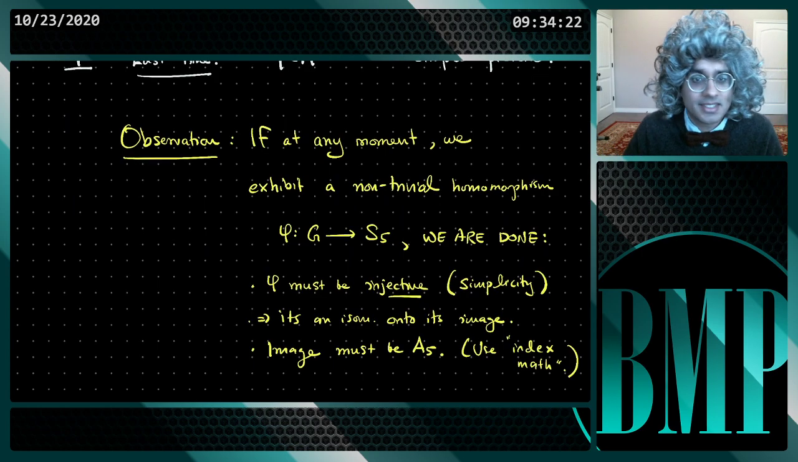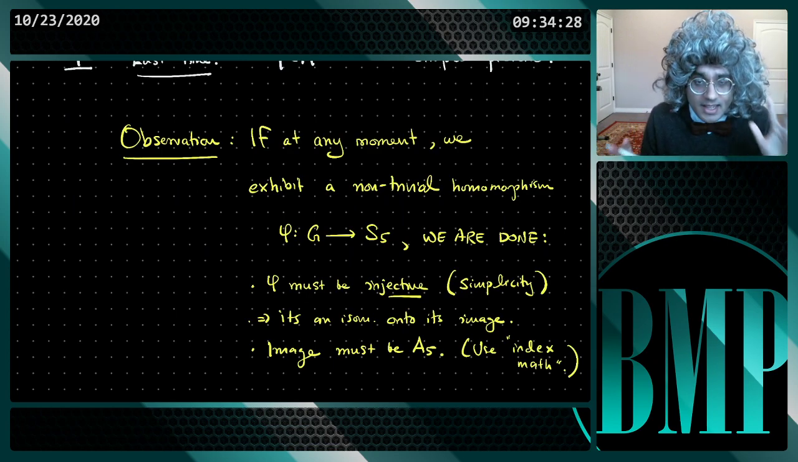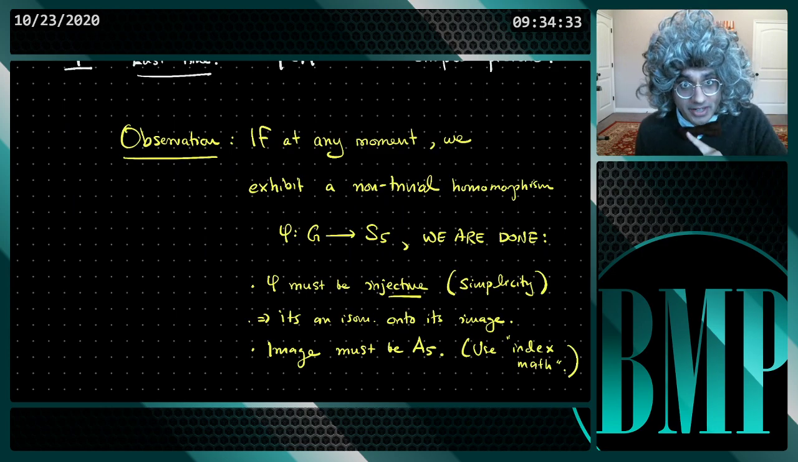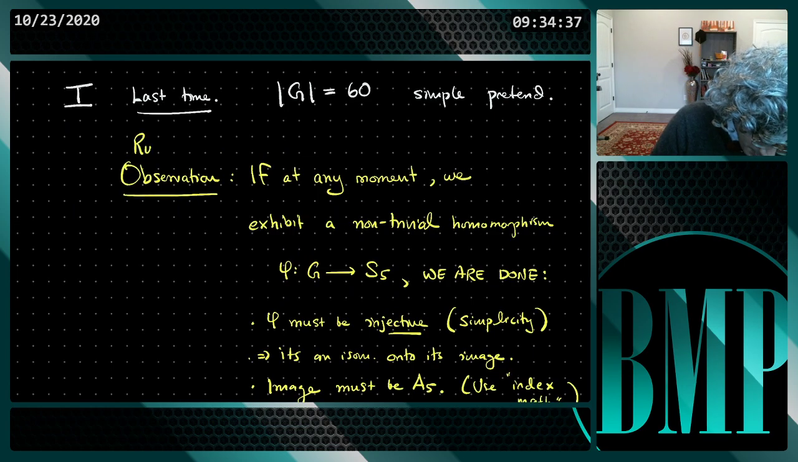Okay, so there it is. G is isomorphic to A5. If at any moment in the tree of logic you exhibit a non-trivial homomorphism to S5, you are done. So always remember this running observation.